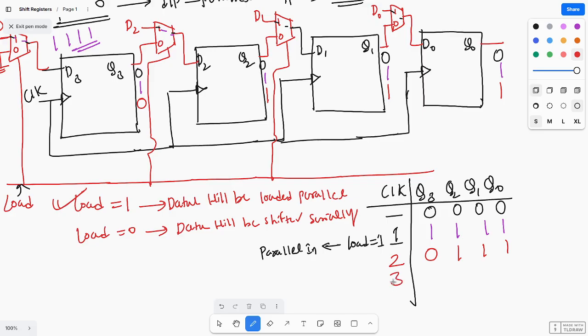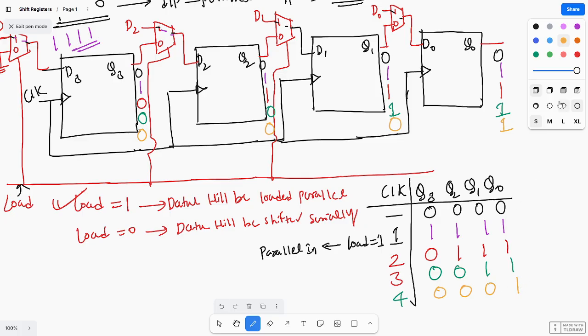At the third clock pulse, this will be shifted and this vacant position is loaded with 0, and here you are getting 0, this will be shifted and this one you will get here, and this one you will get here. So you are getting 0 0 1 1. At fourth clock pulse, the vacant position is loaded with 0 and this will be shifted, here you are getting 0, this will be shifted, here you are getting 0, and here you are getting 1. So here you are getting 0 0 0 1.